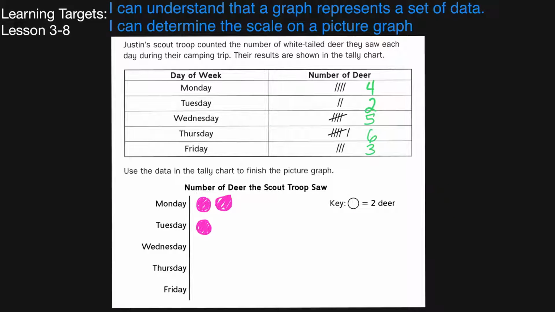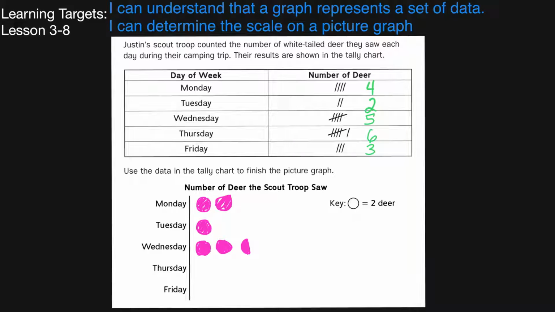I'm going to count up by 2's like I have, and I'm going to go 2, 4. But if I do a whole other circle, that would be 6. And I don't have 6, so I'm going to cut this circle in half, making it equal to 1. I'm going to get rid of this part of it. So now I know that I have 2, 4, and half of a circle would equal 1. So that would mean that I have 5. I'm going to make sure my half a circle really looks like a half a circle. Okay? Now I'm going to continue on moving to Thursday, and I see that I have 6.